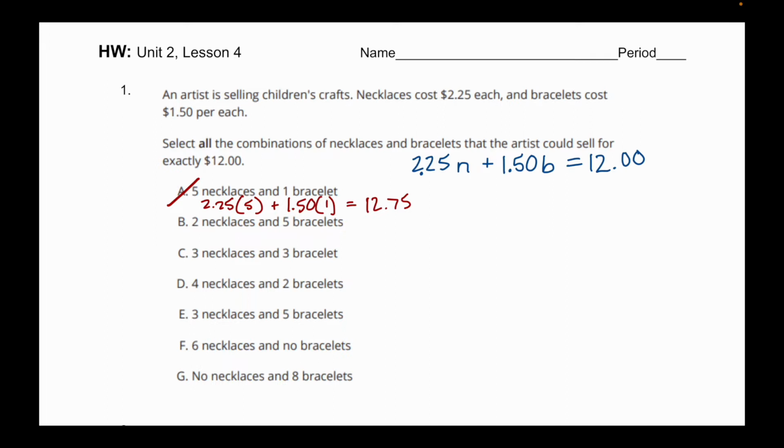2 necklaces and 5 bracelets, so 2.25 times 2, and 1.50 times 5. So we're going to add this one up. 2.25 times 2 would give me 4.50, and 1.50 times 5 is going to give me 7.50. So if I add the 4.50 to that, I get exactly $12. So yeah, we're going to get 12, which means this is one of our options, one of our answers, so B. And we're going to keep doing that same thing.